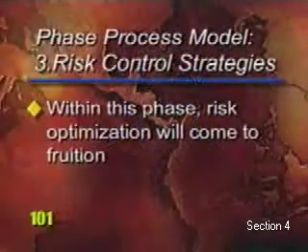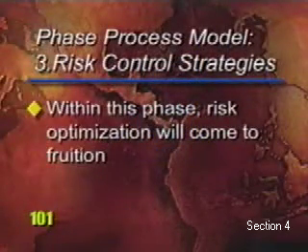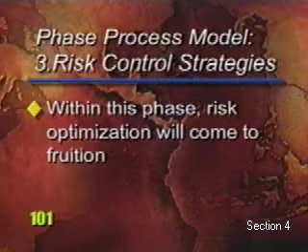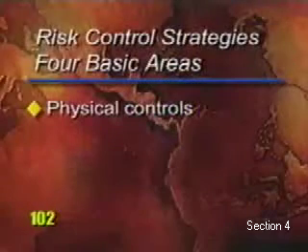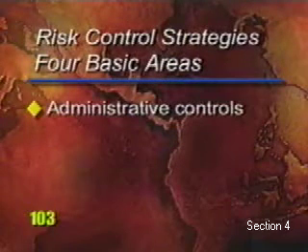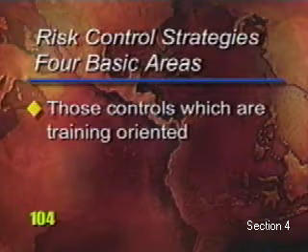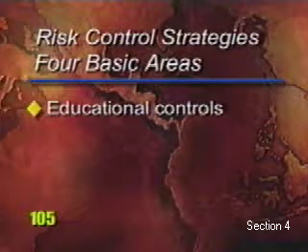Lastly, phase 3 examines risk control strategies, and it is within phase 3 that you will begin to see risk optimization come to fruition. Though decisions may have been made not to undertake tasks because they are too risky or the risk reward is just too small, those activities you do undertake, however, must be controlled. How do we control operations? Phase 3 of the phase process model highlights 4 basic control strategies. These include physical controls, administrative controls, those controls which are training-oriented, and educational controls.